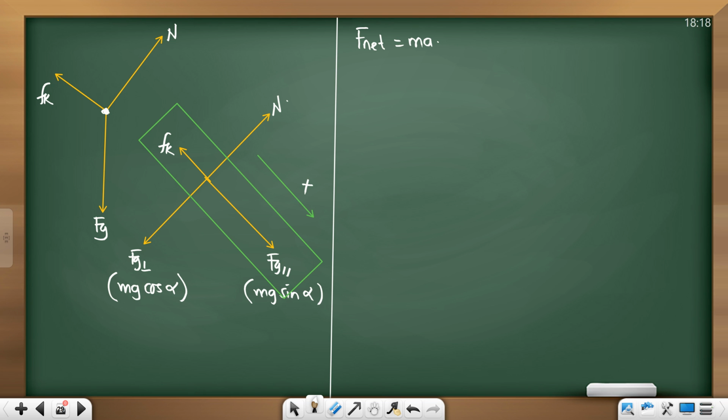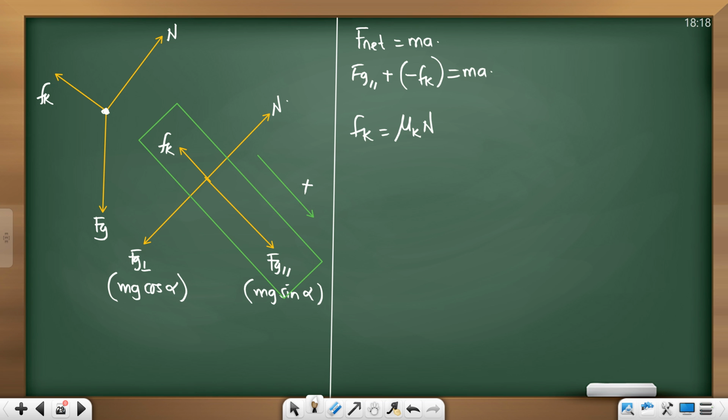So what are we going to have? F_g parallel plus negative friction equals to what? ma. But I see that we don't even have friction though. What do we have? Coefficient of kinetic friction. Let's quickly work with that. Friction will be what? Mu_k N.